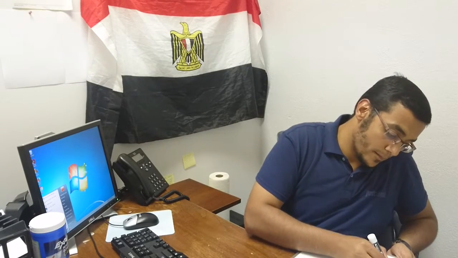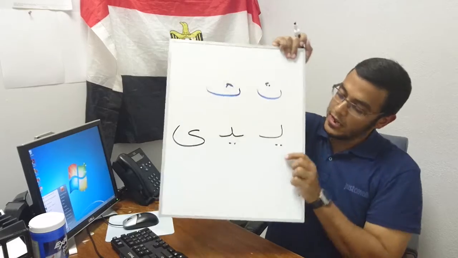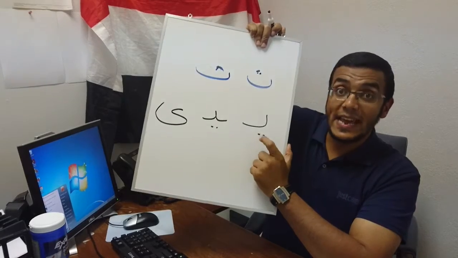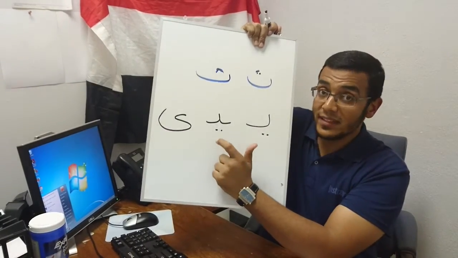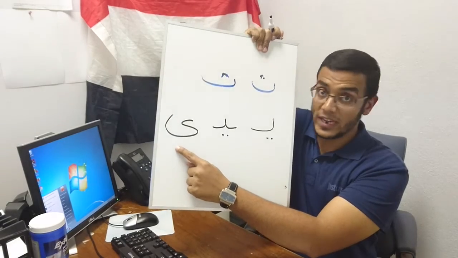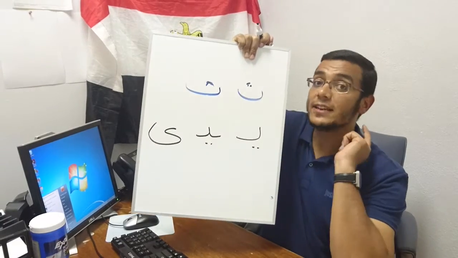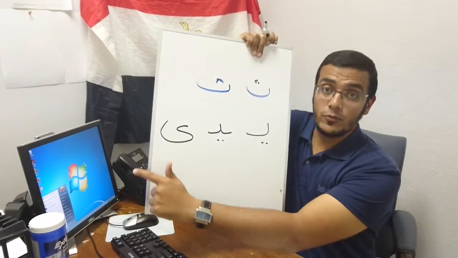The same thing. The book teaches you how to write letters Ba, Ta, Tha, Noon, and Ya. And as I told you before, letter Ya has two different ways. Either you write it here, or here. This Ya comes at the beginning of a word, in the middle of a word, at the end of the word. So this means you cannot write this Ya at the beginning of a word. You can neither write this Ya at the end of a word, okay?